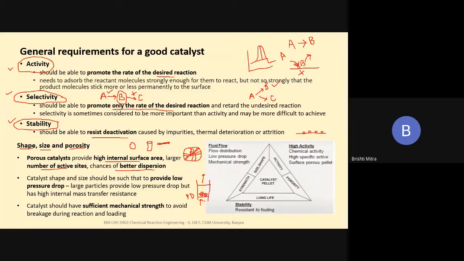And if these catalysts do not have sufficient mechanical strength, they will break up into powder when we are doing this. Also, when these gases are going up regularly at high velocities, these catalyst particles may come in contact with each other, there may be attrition, and again there might be breakage. So that is not desirable. So they should have sufficient mechanical strength.